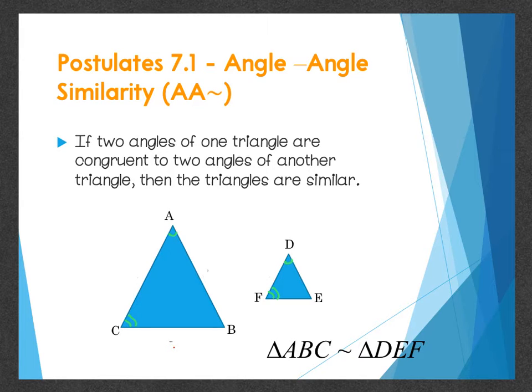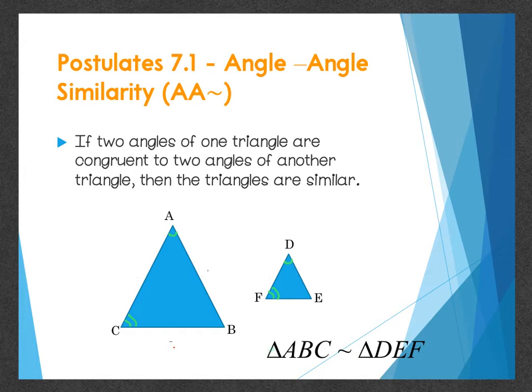So with polygons, all the angles had to match, and all the sides had to be similar, I mean, had to be proportional. Now, this is a shortcut, and it only works with triangles. But if I know 2 angles in one triangle are congruent to 2 angles in a second triangle, then I can state that these are similar.